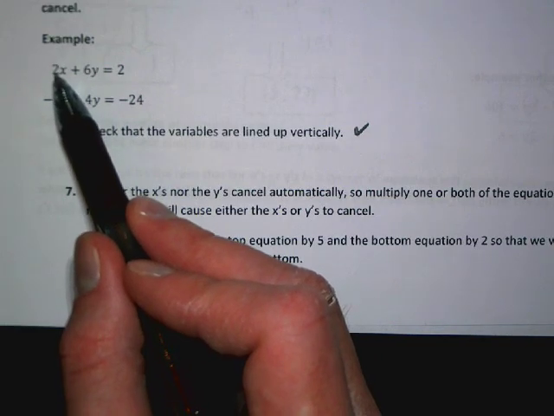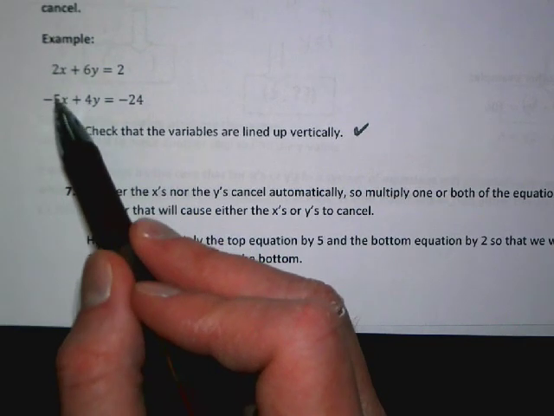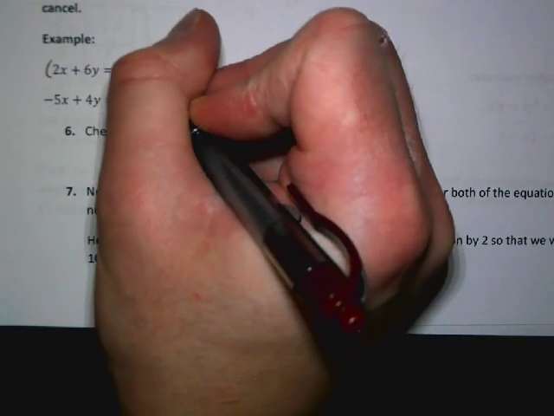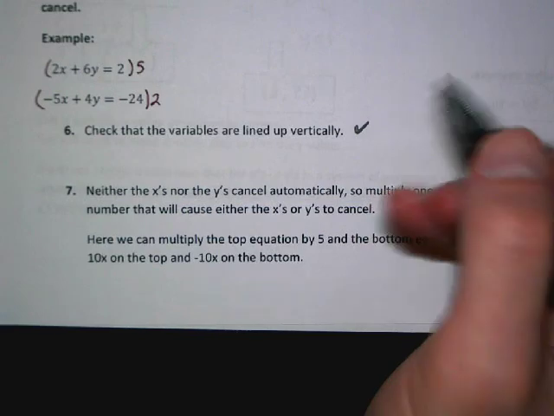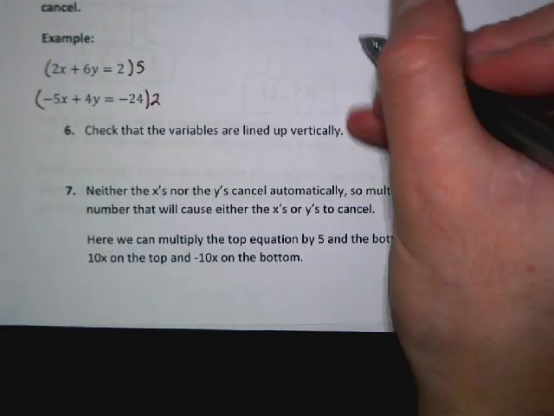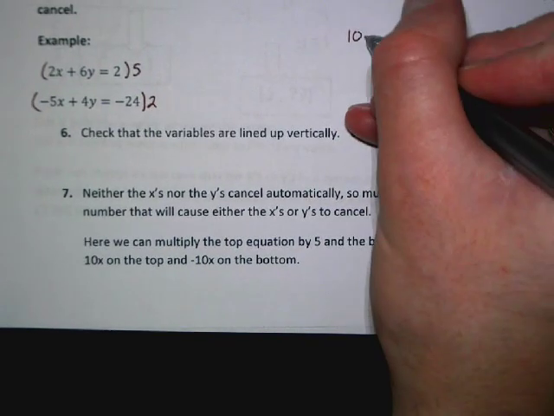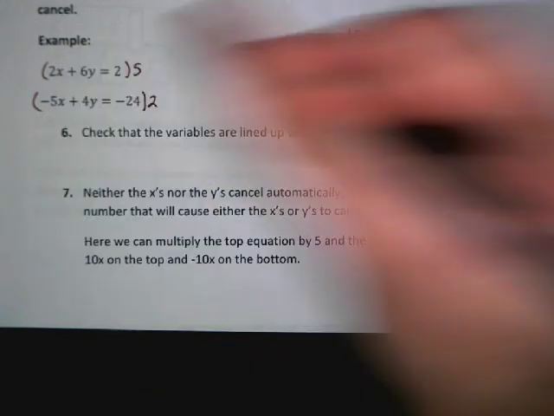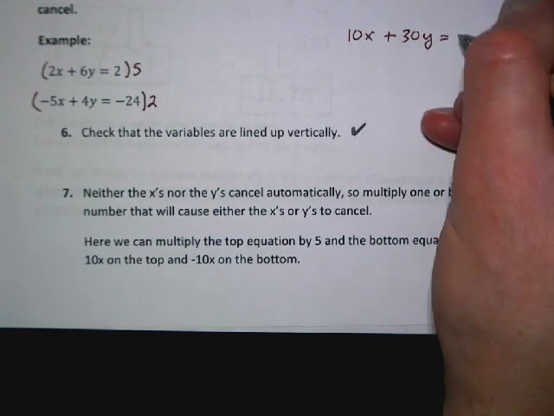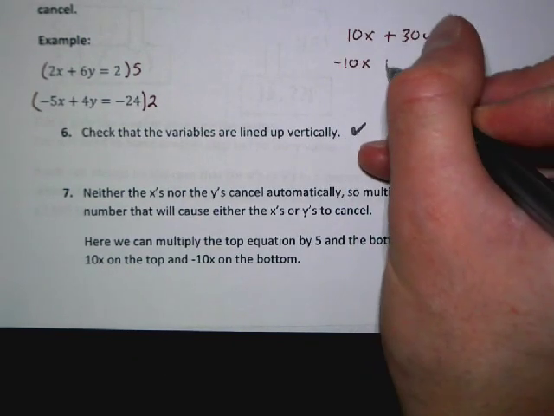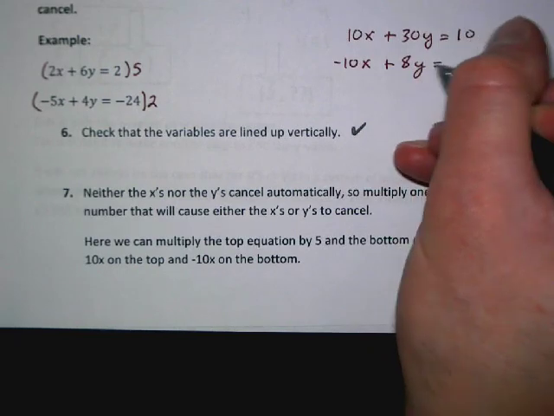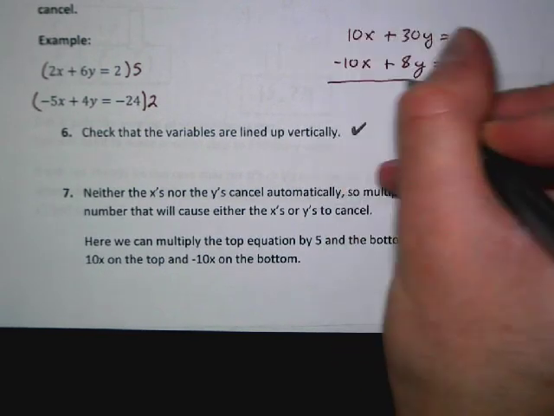And just figure out what I need to multiply them by to make it what the product is if I multiply them together. So 5 times 2 is 10. So let's make this top one positive 10x by multiplying by 5, and we'll make this bottom one negative 10x by multiplying by 2. Essentially just multiply it by the other number. So then when we do that, that top equation becomes 10x plus 6 times 5 is 30y equals 5 times 2 is 10. And the second equation becomes negative 10x plus 8y equals negative 48.